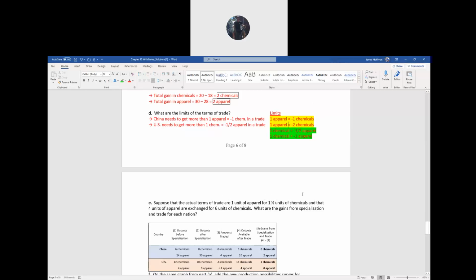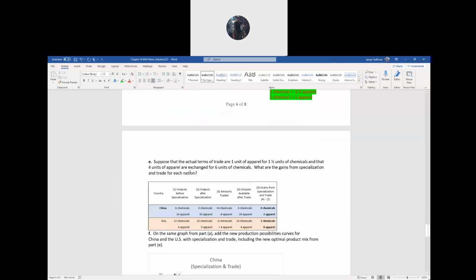And then exactly 4 units of apparel exchange for 6 units of chemicals. So these are the conditions: one apparel for 1.5 chemicals. This is the actual trade in terms of quantity. 4 units of apparel is exchanged for 6 units of chemicals. That's what you need in column 3 down here. What are the gains from specialization and trade for each nation?